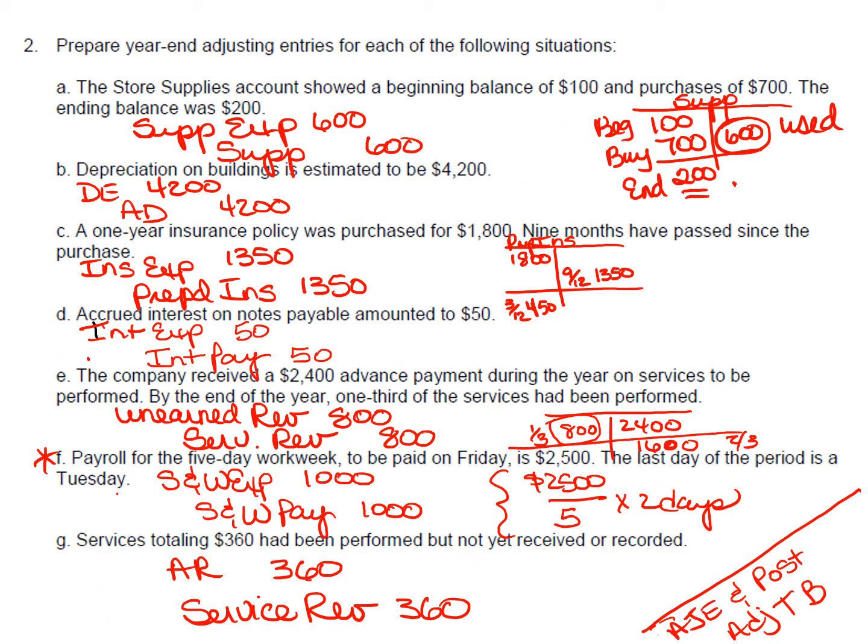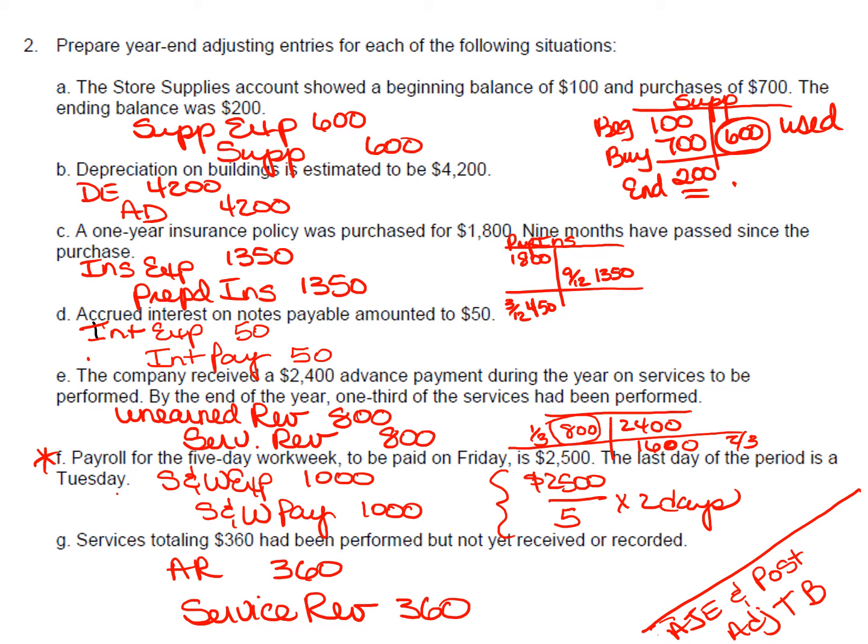Here's some more. As you'll see, there's many examples, and so you're starting to see the patterns coming. So the store supplies account showed a beginning balance of 100, so that's an asset. On the debit side, we purchased another 700, and the ending balance is 200. So 100 plus 700 is 800 available to be used. 200 were not used, so we must have used 600. So debit supplies expense, credit supplies. It's a deferral.